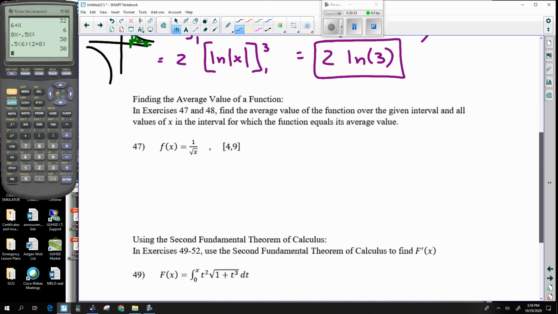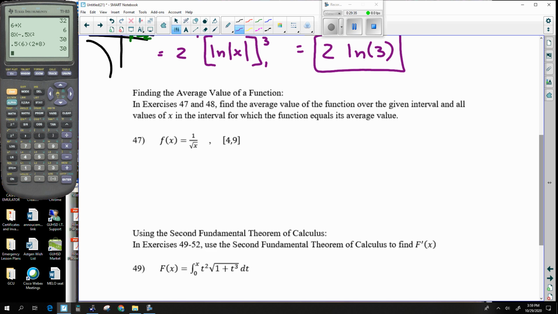The average value, that means the rectangle is equal to the curve. The rectangle is equal to the curve. So the rectangle has a base from 4 to 9, so that's 9 minus 4, that's going to be 5. And that is the average value right there, f of c.